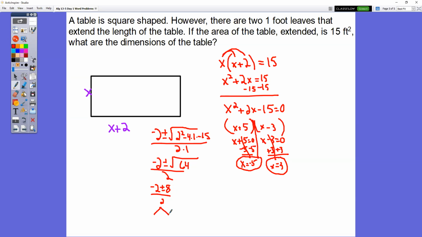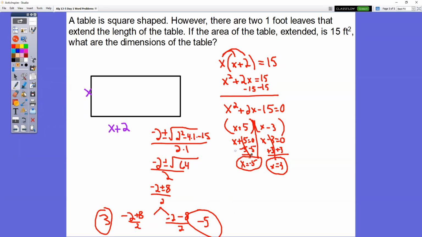So here's where you would split it. We would have negative 2 plus 8 divided by 2 and negative 2 minus 8 divided by 2. This would be 6. 6 divided by 2 is 3. This would be negative 10 divided by 2, which is negative 5. Notice that we got the same exact answers.